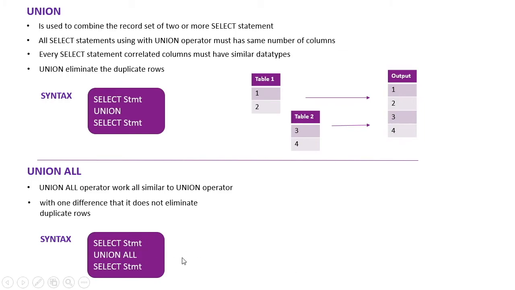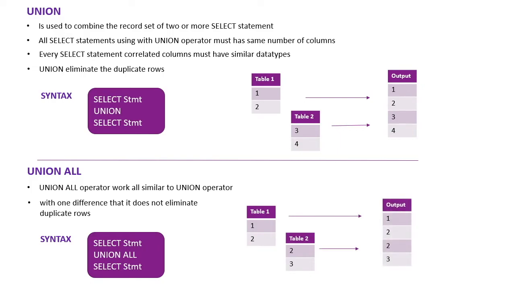And if you use union all, then when table 1 and table 2 are joined, it produces similar output as union produces. But here you can see both the tables have one common value, 2, so 2 repeats twice. Let's try this in SQL.